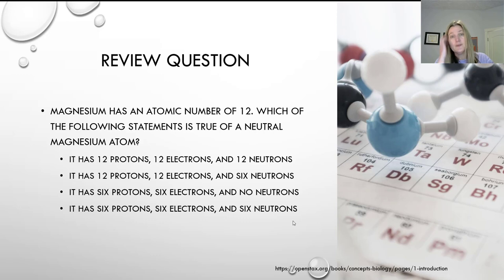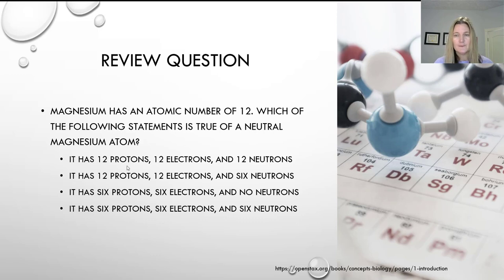Okay. So here's a review question for you. Magnesium has an atomic number of 12. Which of the following statements is true of a neutral magnesium atom? It has 12 protons, 12 electrons, and 12 neutrons? It has 12 protons, 12 electrons, and 6 neutrons? It has 6 protons, 6 electrons, and no neutrons? Or it has 6 protons, 6 electrons, and 6 neutrons? So which one of these is true of a neutral magnesium atom?